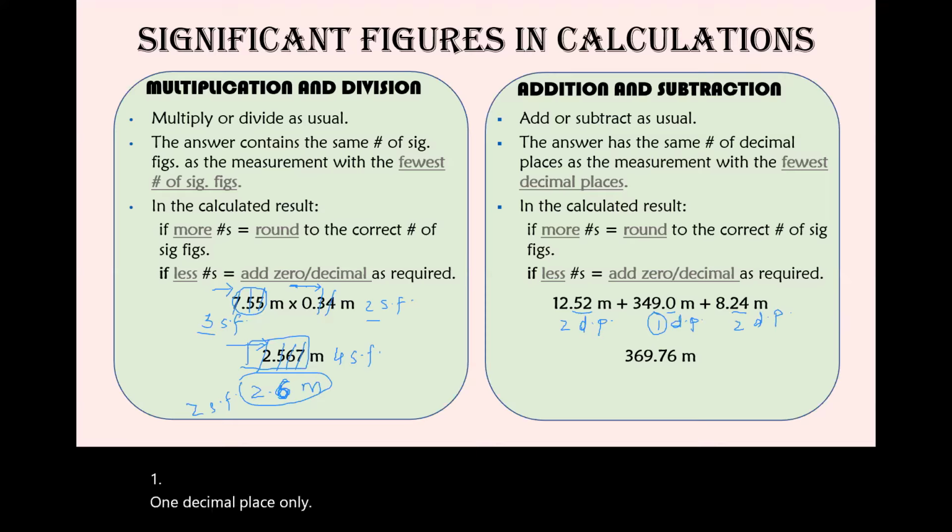So in this case, if you look at your answer, we have 2 decimal places. So that means you're going to have to round this. So the 7, after it's rounded, is going to become 8. So our answer is going to be 369.8 meters. Right? So just remember that for multiplication and division, we are going by the least number of sig figs. And for addition and subtraction, we are going by the least number of decimal places.